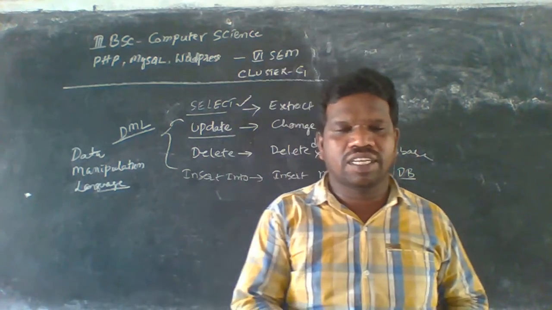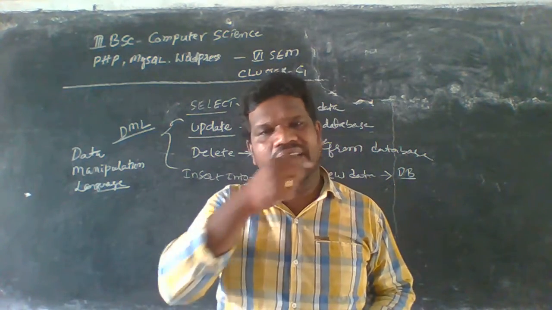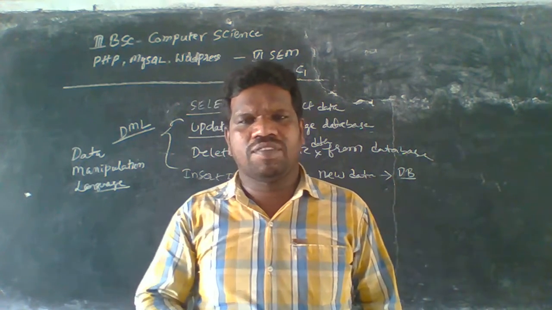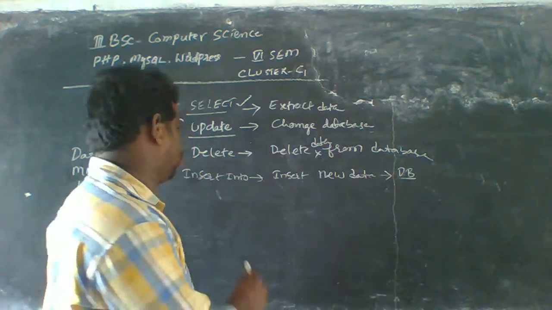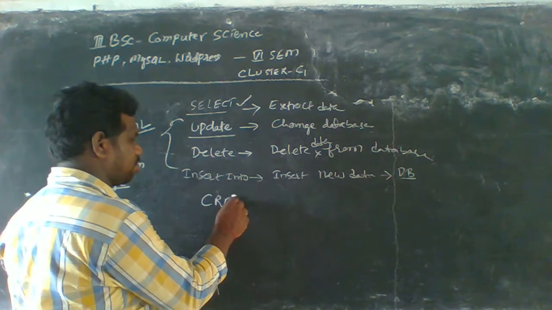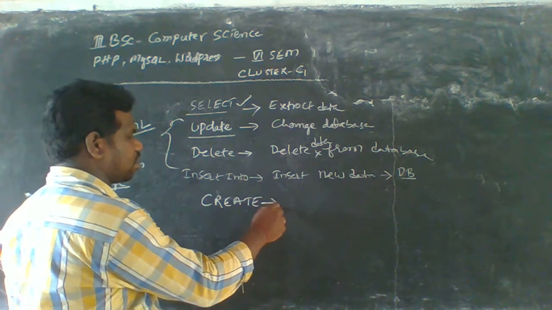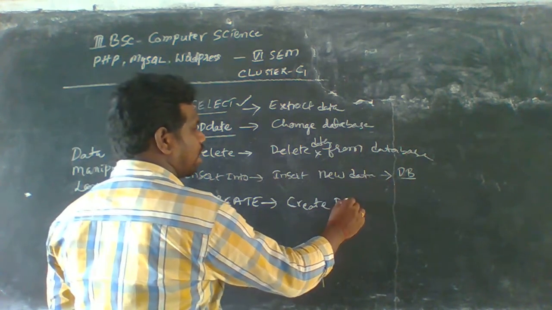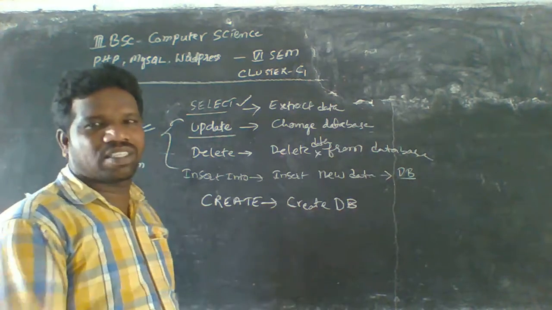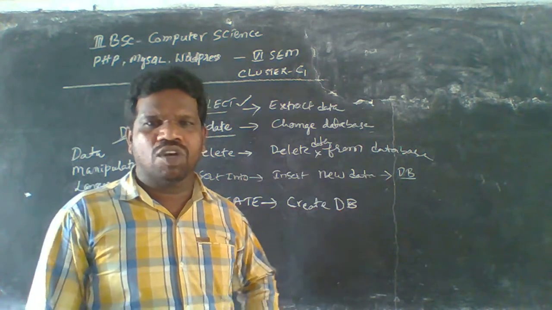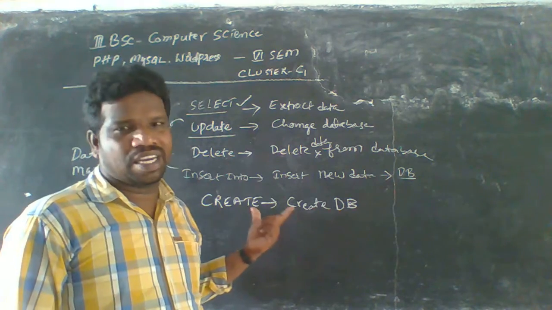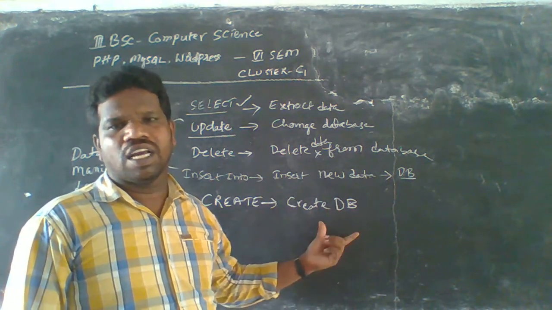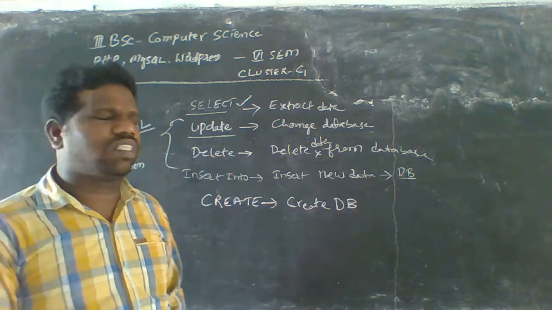The select command comes under the DQL command series, and there is another one called create database. Okay, so create is one of the important ones while we are creating the database here. Create DB, DB means database here. So if you want to create the database, you have to use this create command. And the next one is called alter.